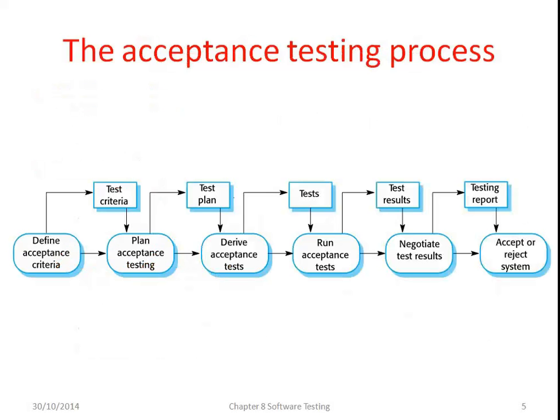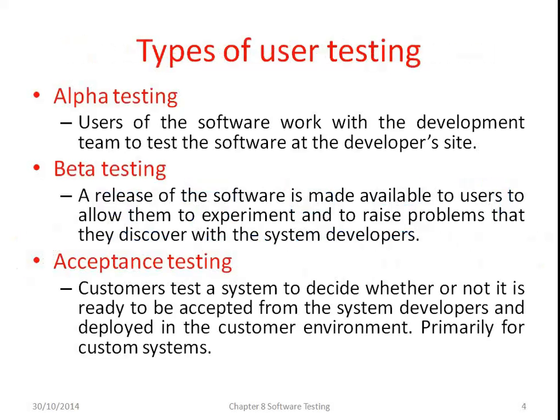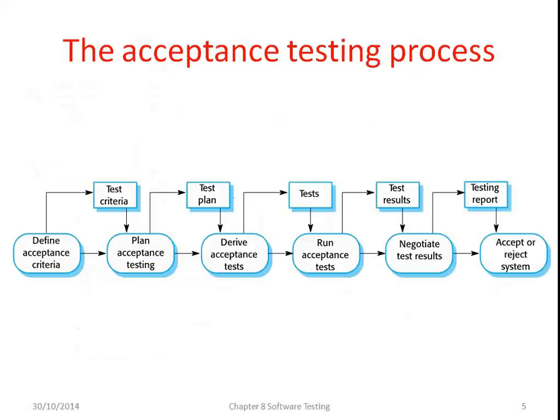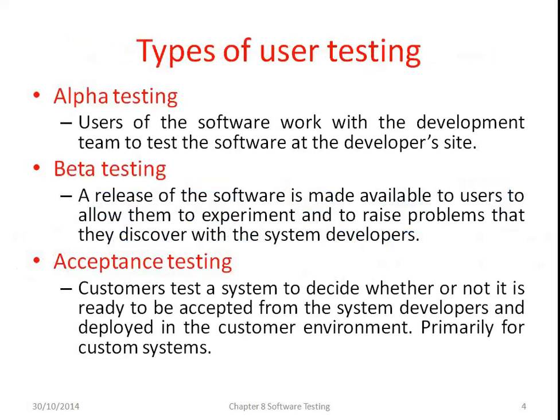Beta testing is when a release of the software is made available to users to allow them to experiment and to raise the problems that they discover with the system. After releasing the software, users experiment with the system and find the errors. Finding the bugs is called beta testing.